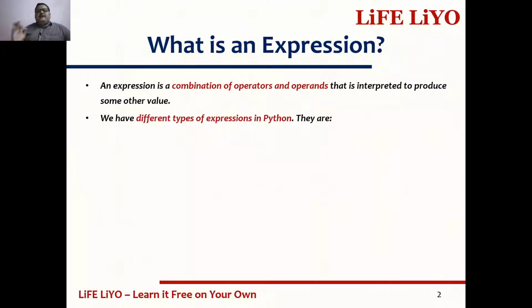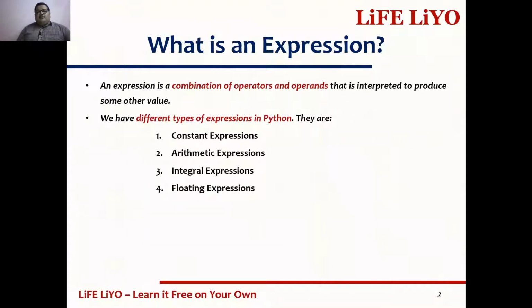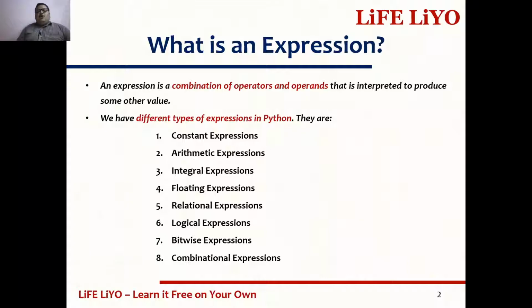We have different types of expressions in Python. What are they? Constant expressions, arithmetic expressions, integral expressions, floating expressions, relational expressions, logical expressions, bitwise expressions, combinational expressions. These are the 8 types of expressions available in Python. First one, what is a constant expression?